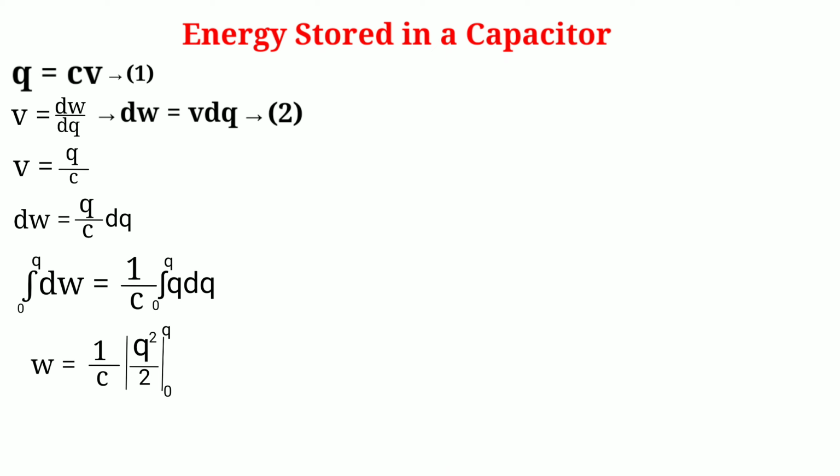So, W = 1/C times Q²/2 with limits 0 to Q. Now, W = Q²/(2C).